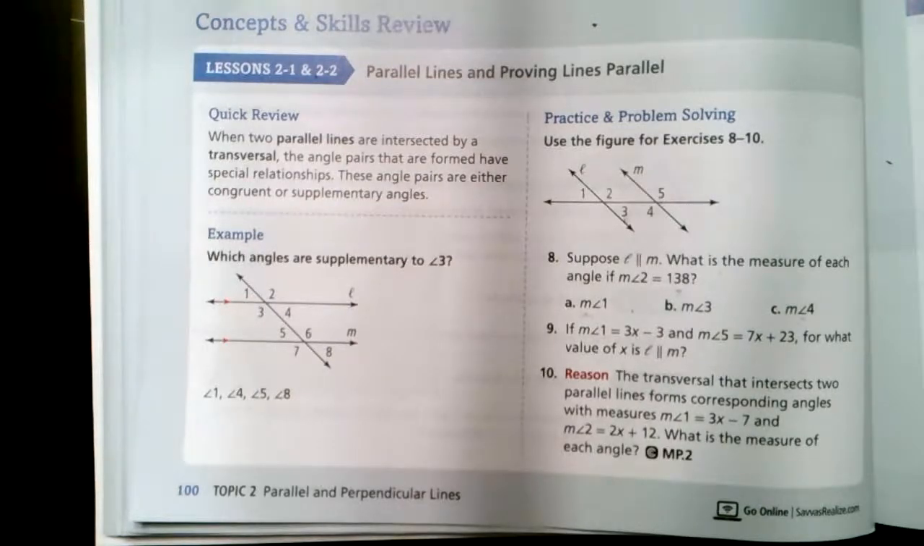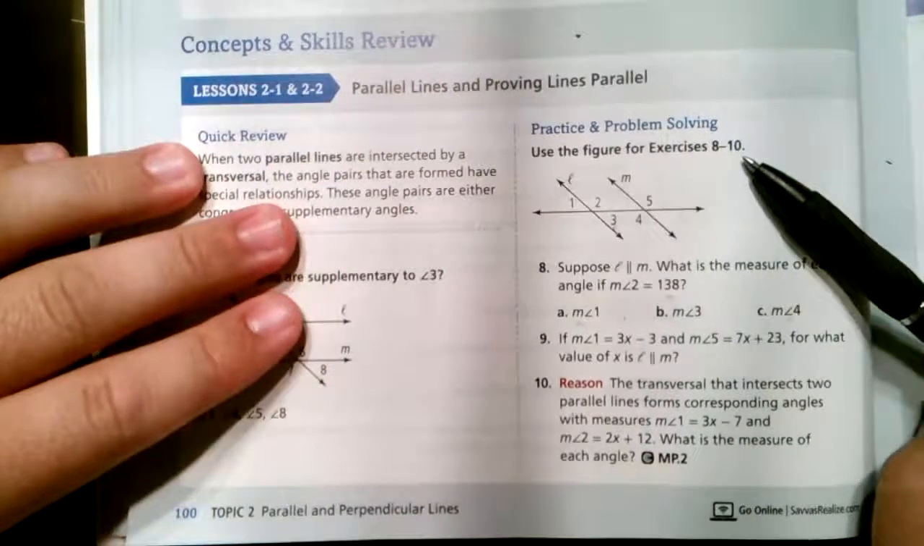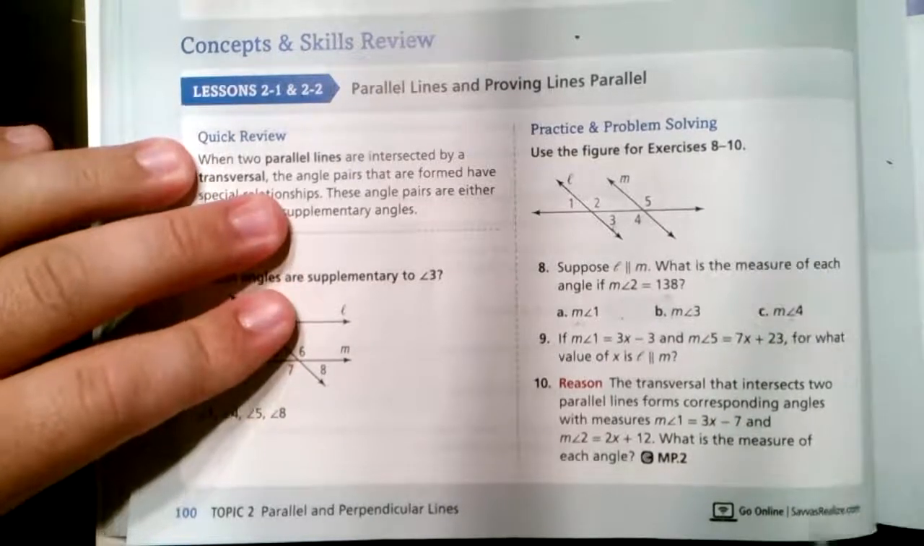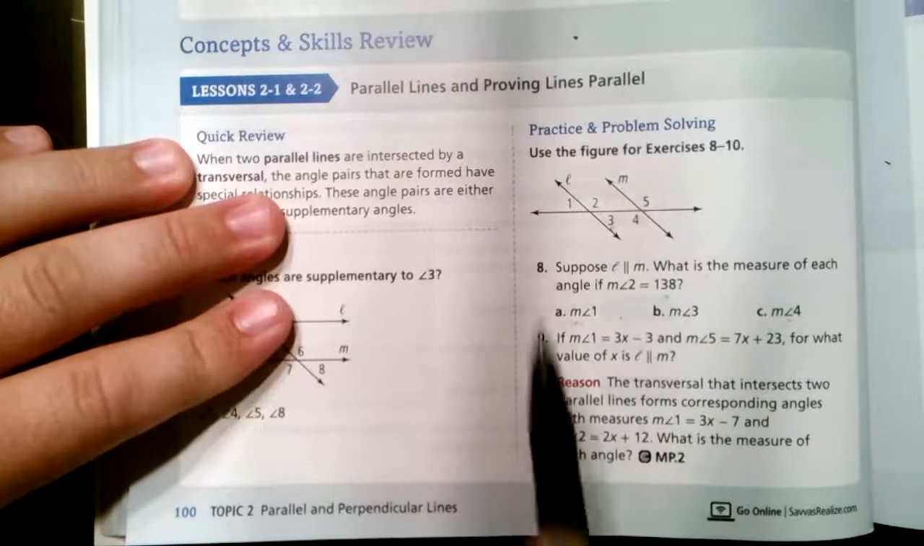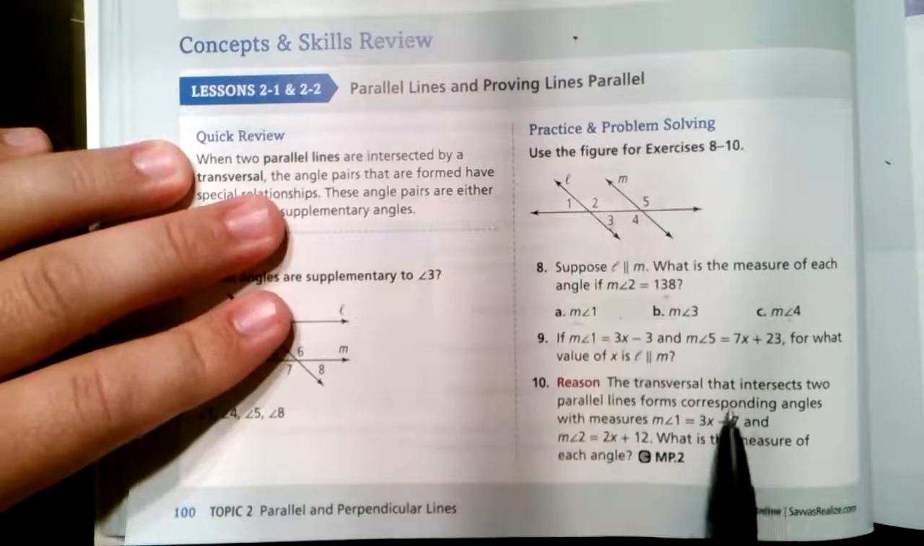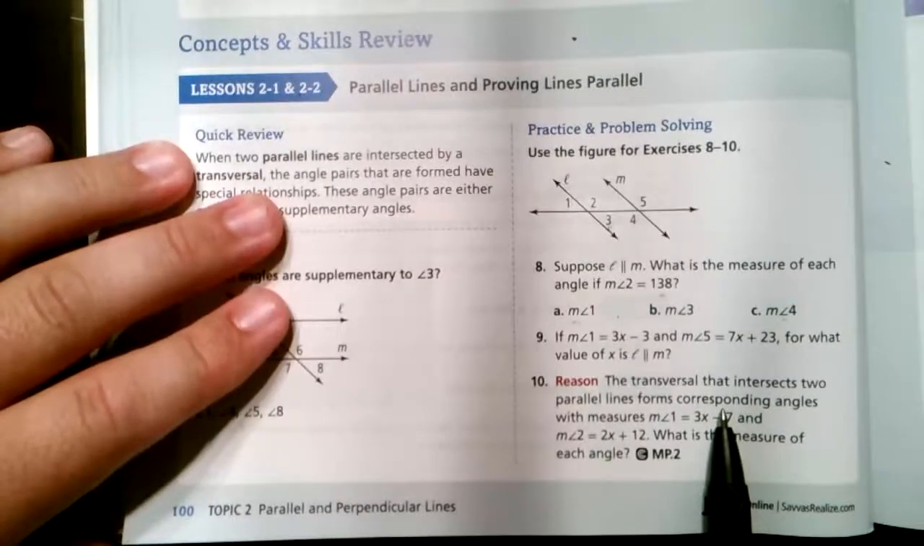Number 10. The transversal that intersects two parallel lines forms corresponding angles with measure of angle 1 equals 3x minus 7, and the measure of angle 2 equals 2x plus 12. What's the measure of each angle? This question, I think, has a typo in it. So it depends on what you're looking at. Up here at the top, it says that problems 8 through 10 should be using this figure. But if you look, the measure of angle 1 and the measure of angle 2, those two are supplementary, right? They add up to 180. They're not corresponding like they're telling you in the problem.